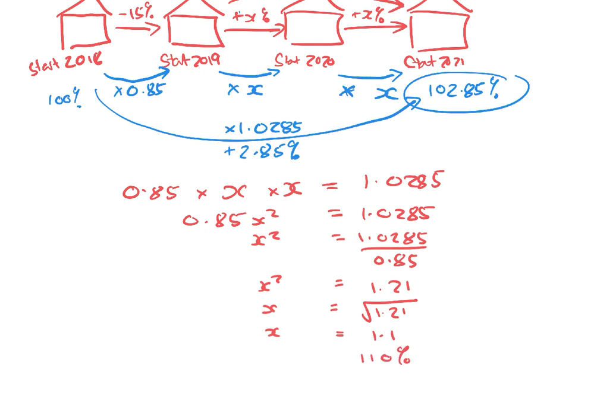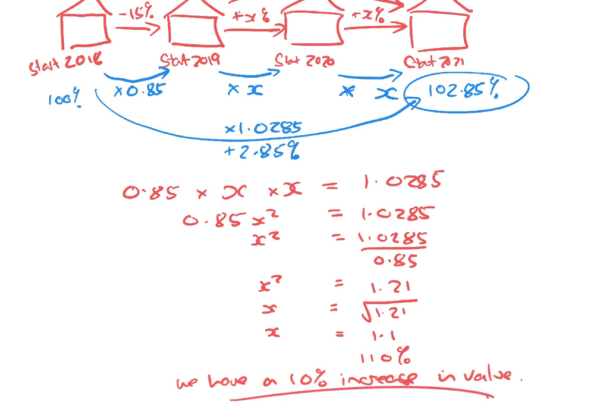That does not mean I've increased by 110%. It means I have 110% of my original starting value. So 110% in this situation just means my final percentage here. So what is the overall increase in value? It's 10%. So therefore we have a 10% increase in value, and that is across the 3 years.